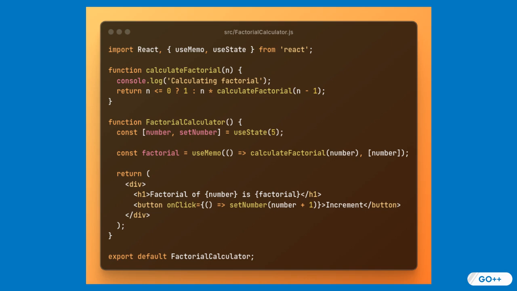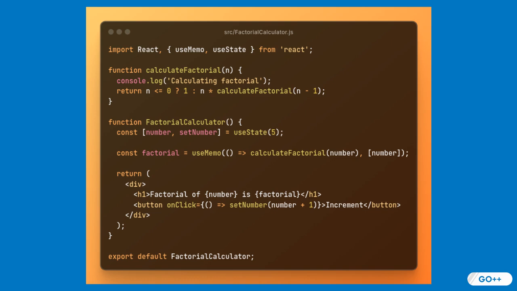This example illustrates the use of the useMemo hook to cache the result of an expensive computation, in this case, a factorial calculation. By memoizing the calculated factorial, we ensure that this computation only occurs when its dependencies change, thus optimizing performance.